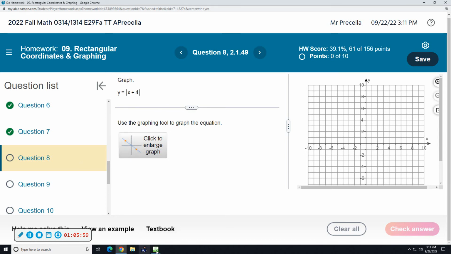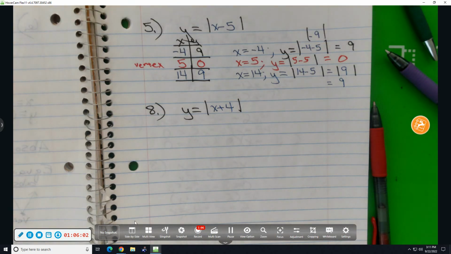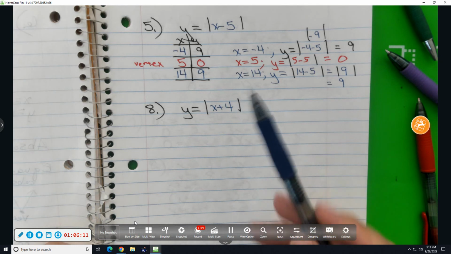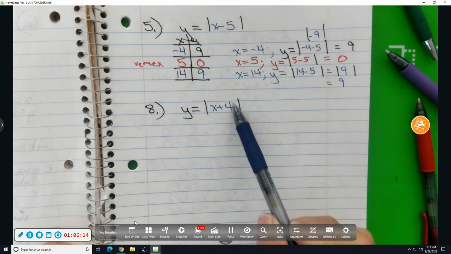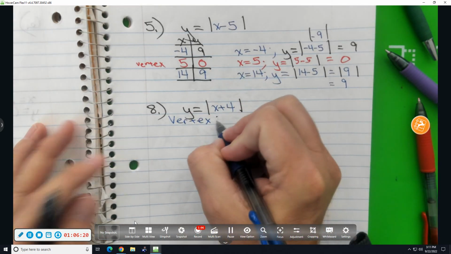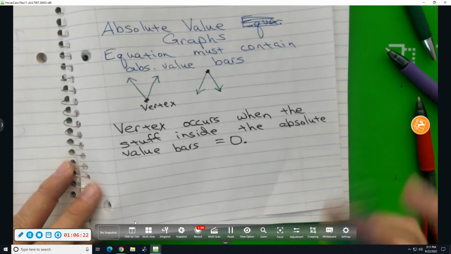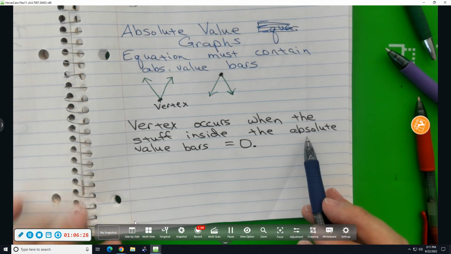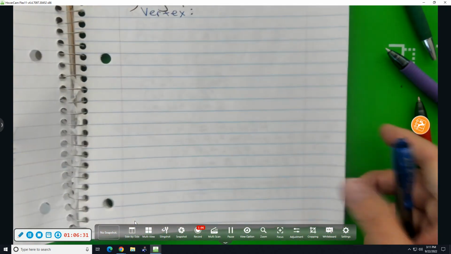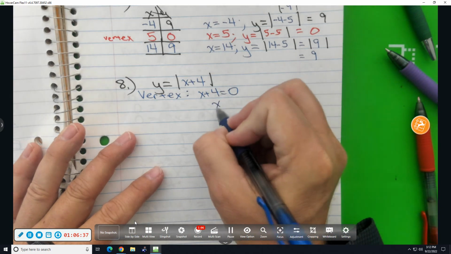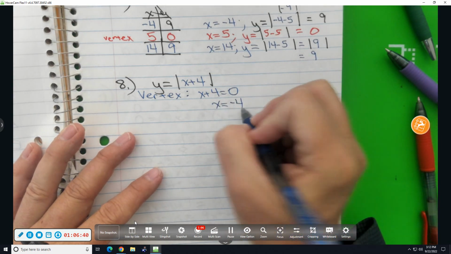We only need 2 points to graph an absolute value. The first point I'm going to find is the vertex. What x value will make that thing inside there equal to 0? For an absolute value graph, the vertex occurs when the stuff inside the absolute value bars is equal to 0. So, when does x plus 4 equal 0? When x is negative 4.